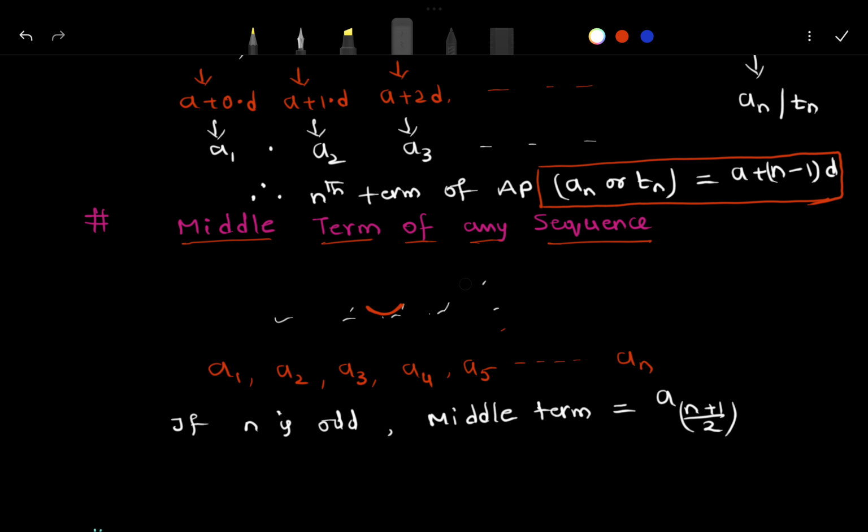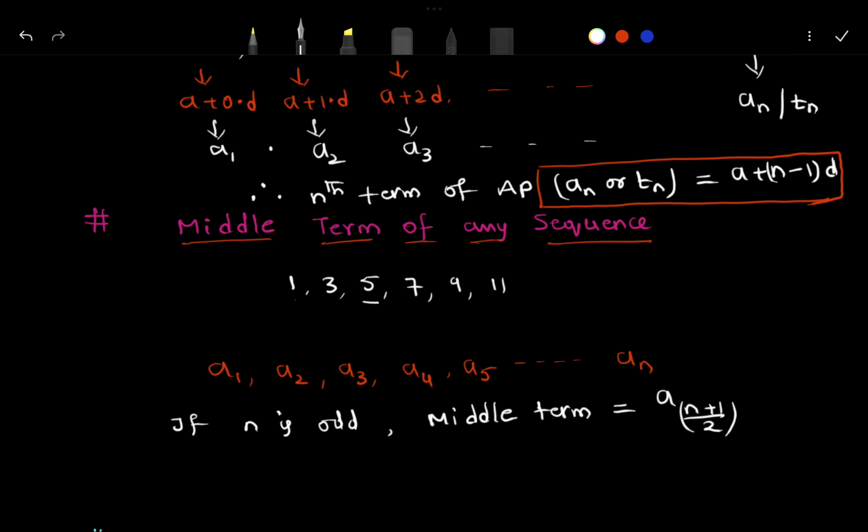See, this will be one more example you take. Here the sequence is 1, 3, 5, 7, 9, 11. So all of you observe this one. By observing this example, how many terms are there in this sequence? Total 6 terms are there.